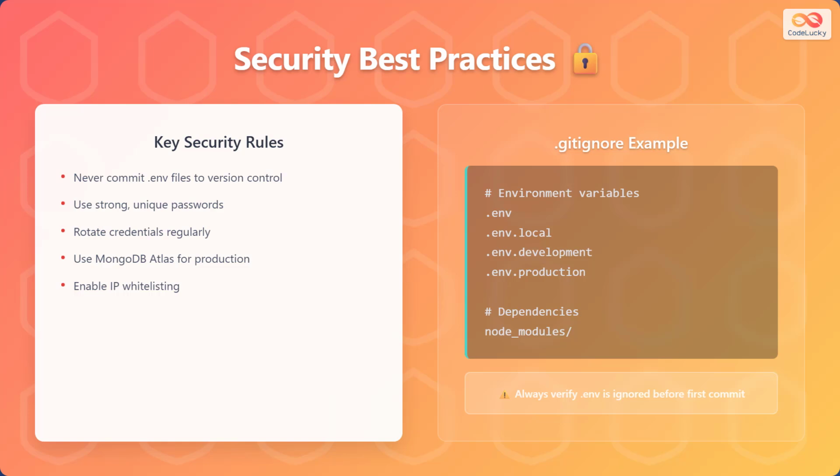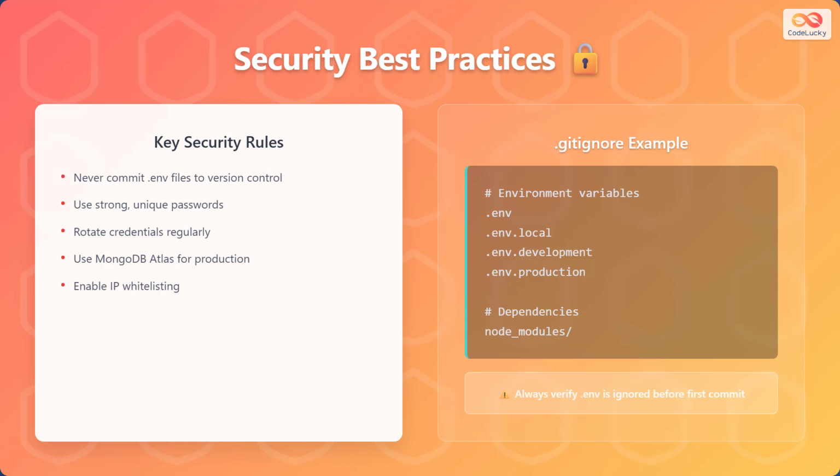For production environments, consider using MongoDB Atlas, which provides robust security features, and enable IP whitelisting to restrict access to your MongoDB databases from trusted sources only. Also, here is an example of a .gitignore file to ensure your .env files are excluded from version control.